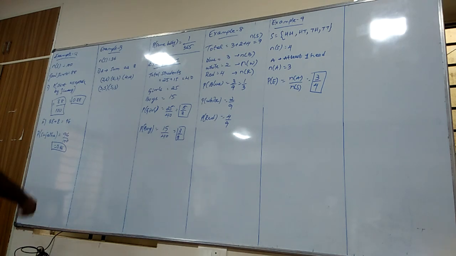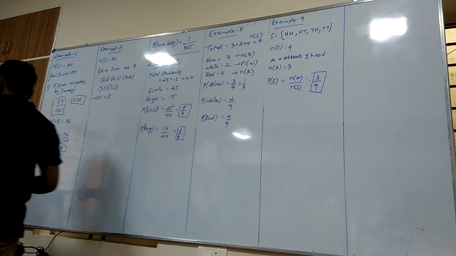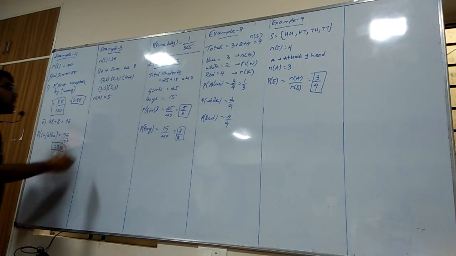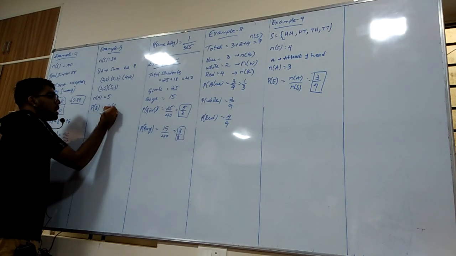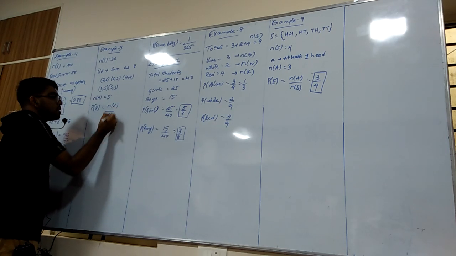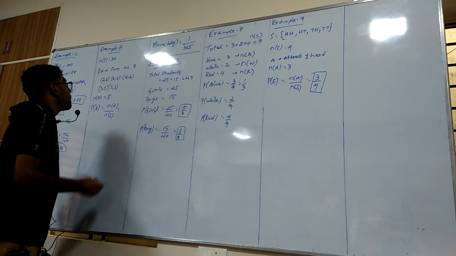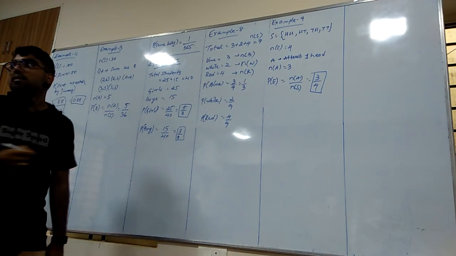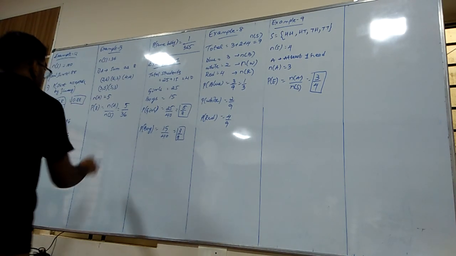So totally how many elements are there in A? 5. Yes. Out of 36 combinations, 5 combinations. So probability of getting A is n of A by n of S, which is equal to 5 by 36. Total number of things are 36. 5 by 36. Clear?